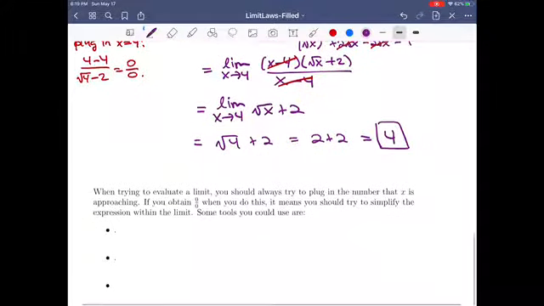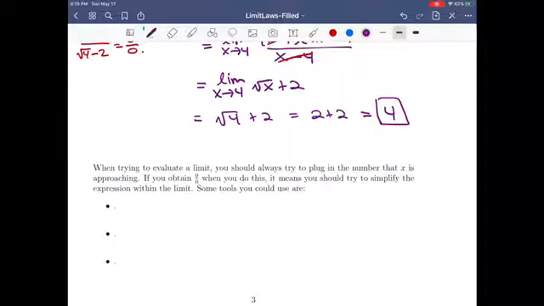So when you're trying to evaluate your limits, you should always try to plug in the number, okay, that x is approaching. If nothing bad happens, it means that all these limit laws that I've listed for you worked, and it enables you to be able to just plug in the number eventually. So you reduce it to essentially polynomials with addition and subtraction or powers, etc. So you can just plug in the number. If you obtain 0 over 0, then you want to simplify the expression.